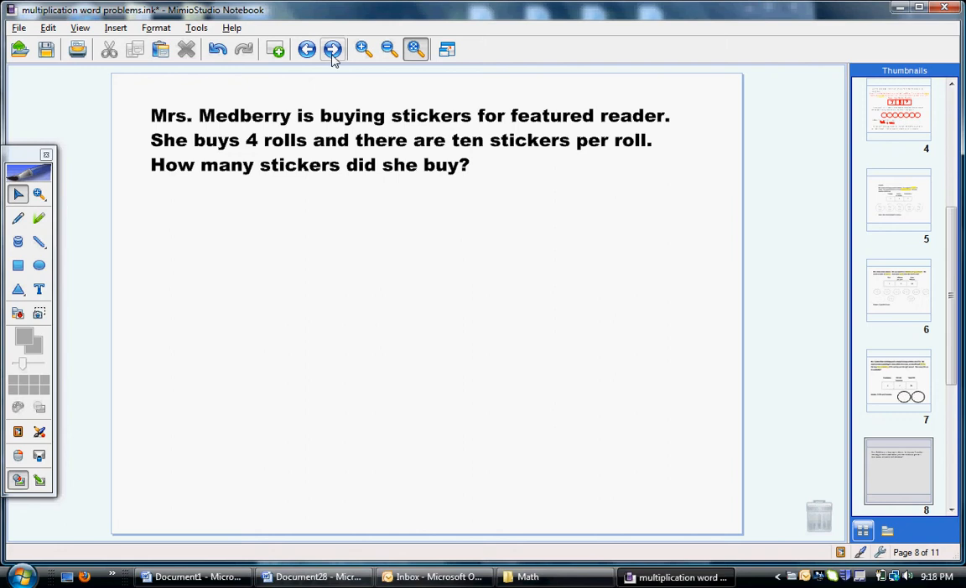Once you have your diagram drawn, look back up at those keywords and figure out what the question is really asking. When you know what the question is asking, put a question mark in that box. Now use the keywords for the rest of the problem to figure out where the other numbers go.